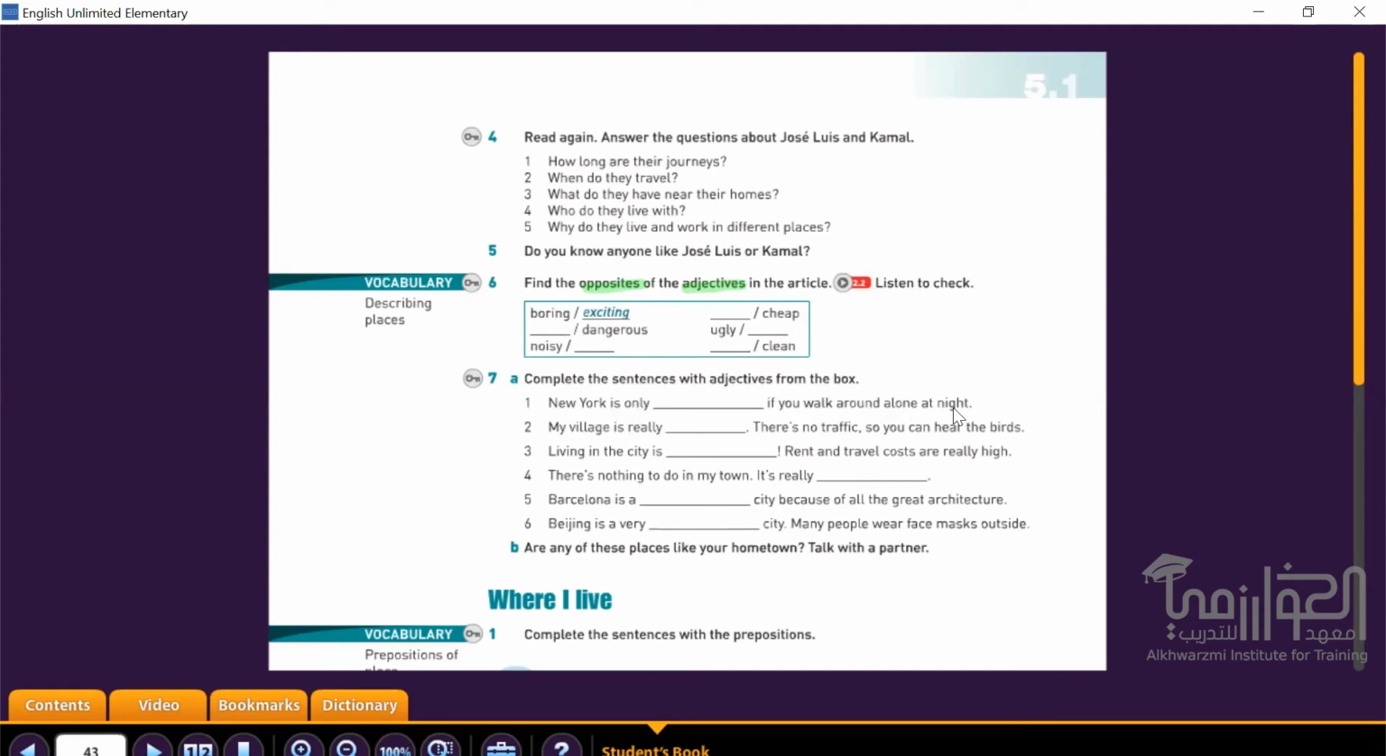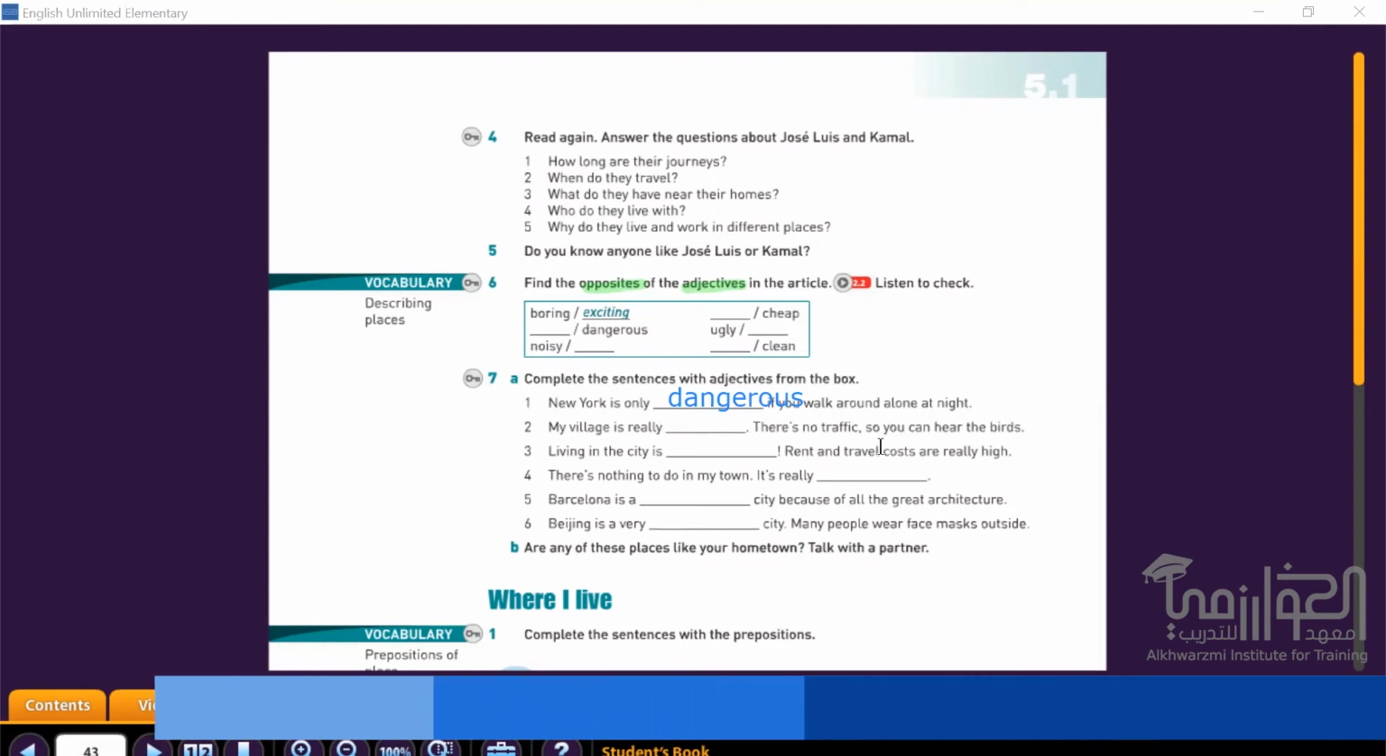So the correct word here is what? Dangerous. So the correct word here is: New York is only dangerous if you walk around alone at night. Now pause the recording while you complete this work.